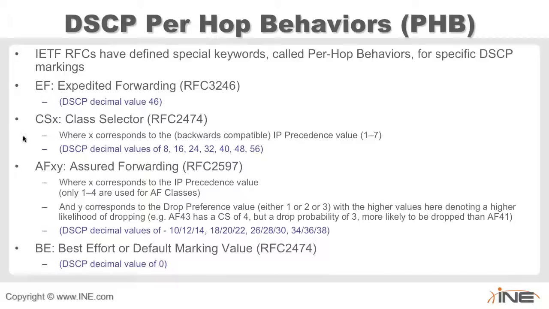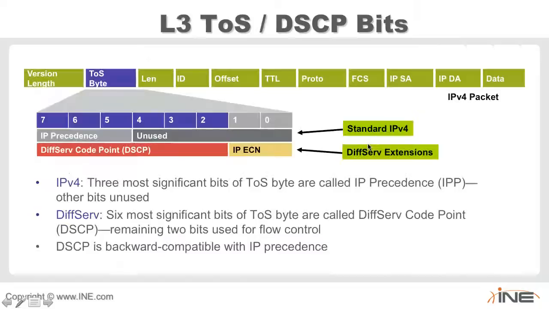Next, we have the CSx, where x corresponds to the backwards compatible IP precedence value. So this is the class selector. So if I have CS1, this is going back. If I'm only looking at those 3 bits, pretend nothing else exists, then this bit would be the 1 bit in terms of the decimal value, the decimal placeholder to the binary bit, if you want to call it that.